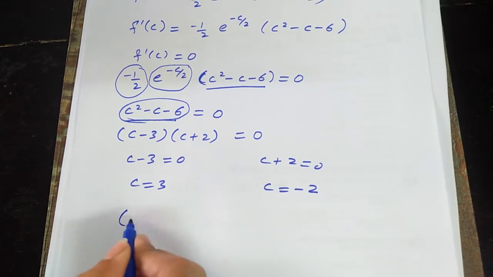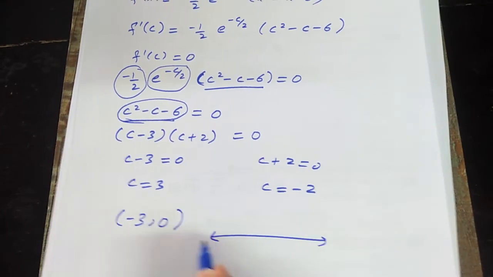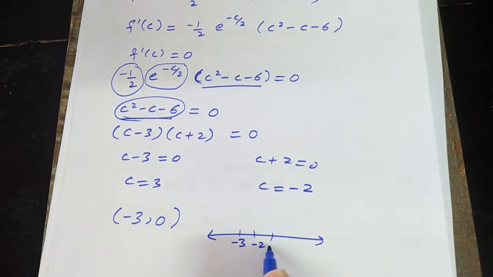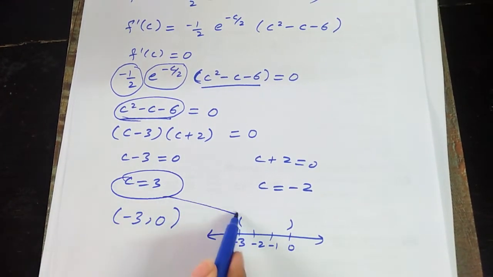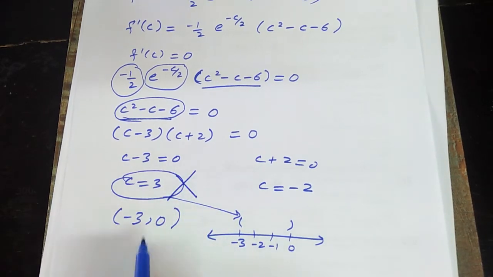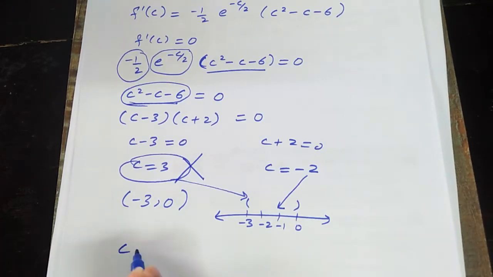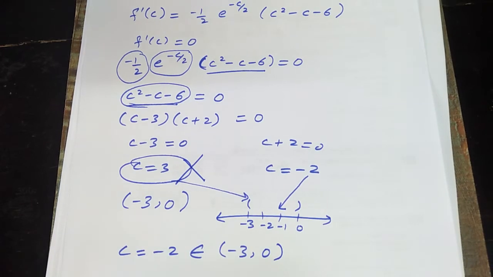Now what your interval was? Open interval, minus 3 to 0. You have to check which value lies in this interval. Now draw your number line. You see here is minus 3, minus 2, minus 1, 0. Your interval is between these values. Now 3 does not belong to this interval. It means we will not take this c value. Minus 2 belongs to this interval. So your c is equal to minus 2. That belongs to open interval minus 3, 0.